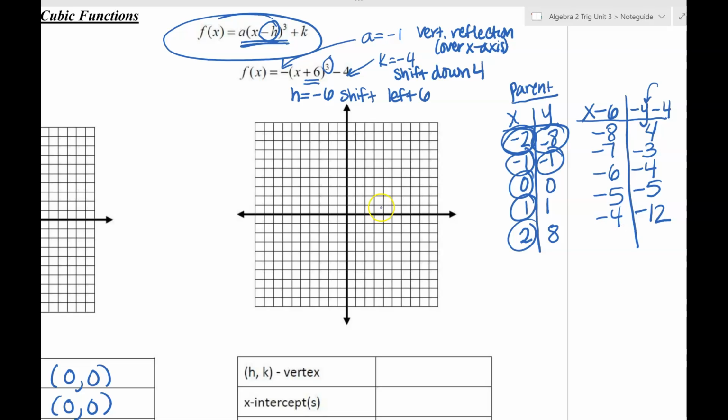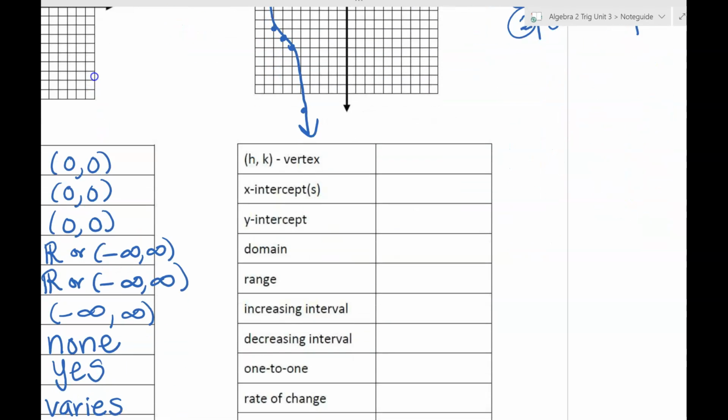Now when I plot these points, even though they're different than the original parent function, I should see something that I recognize as the same shape as that cubic function, even though it might just be oriented slightly different depending on shifting and stretching, compressing, and reflecting. So these are the points I get, and that makes sense with a cubic shape. If I look at it like this, I get that cubic that I was looking for.